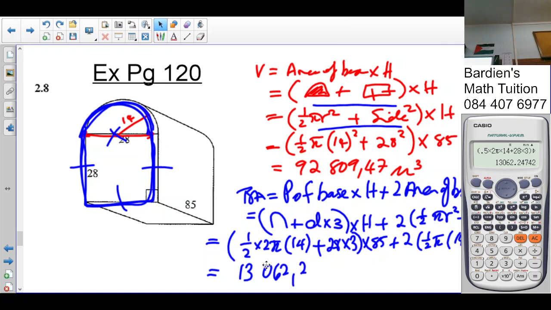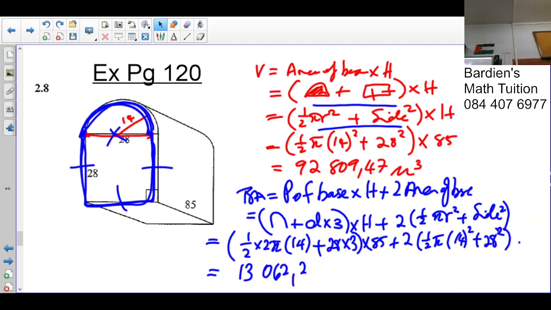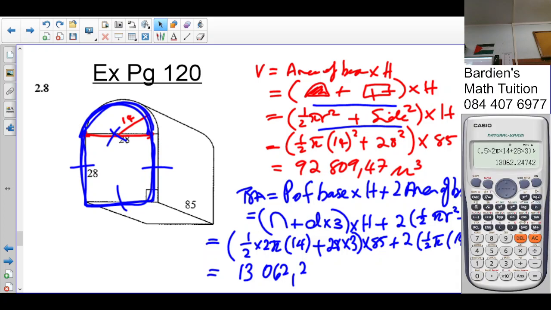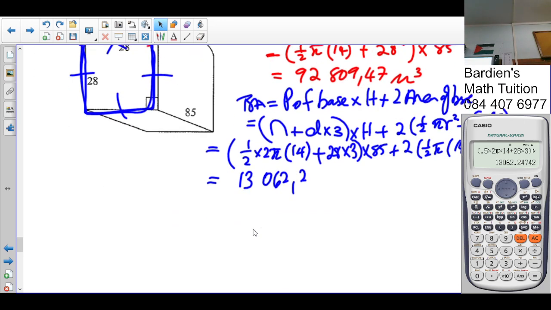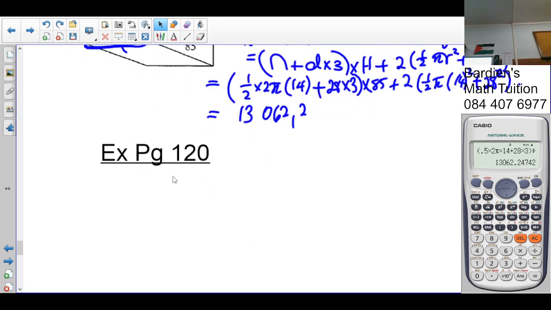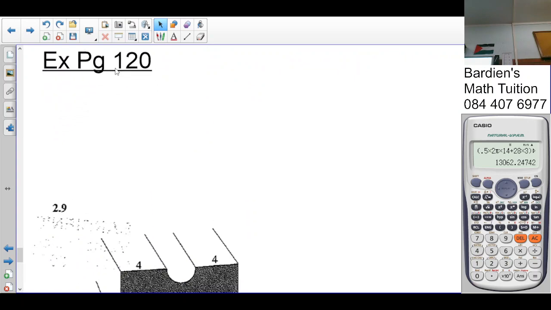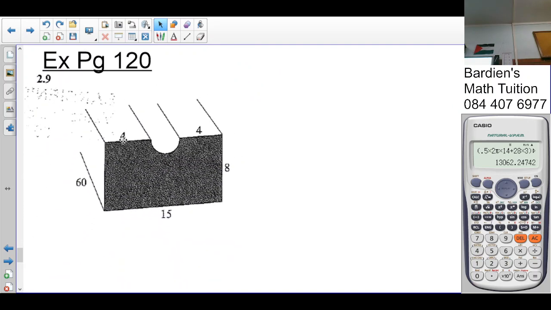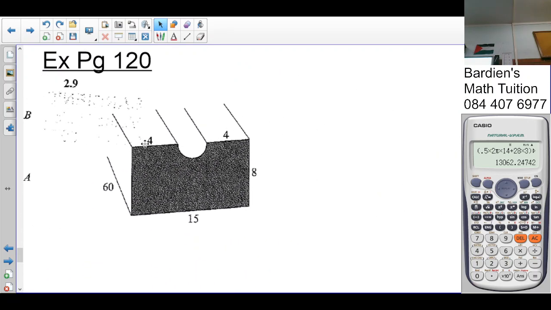Okay, and so take the calculator away there, so that you can see the calculation that went into play there. Okay? Any comment on this question? No? Right, then we went on to 2.9. We did 2.8 now, so 2.9.